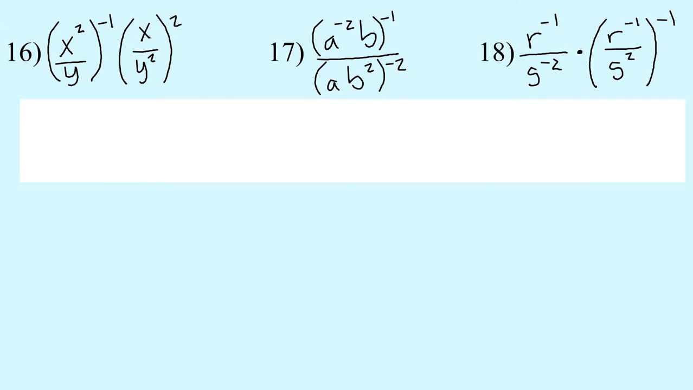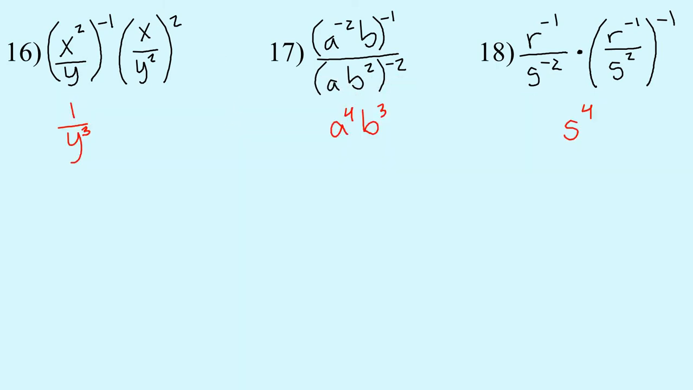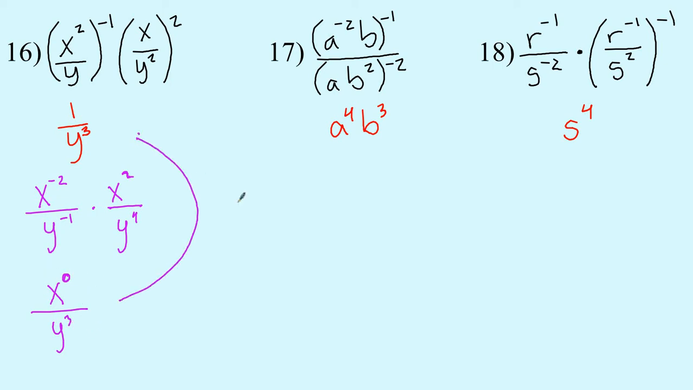Okay, let's do some more. All right, pause it, give it a whirl. Here's your answer, or answers. So let's do them. I'm going to distribute that so I can get rid of my parentheses. So x to the negative 2 over y to the negative 1 times x squared over y to the 4th. We're multiplying just straight across, so I'm just going to add the exponents. So I get x to the 0 over y cubed. Remember, anything to the 0 power is 1.